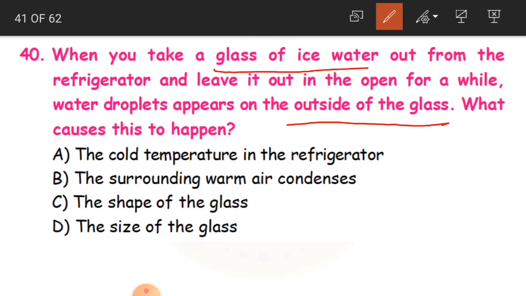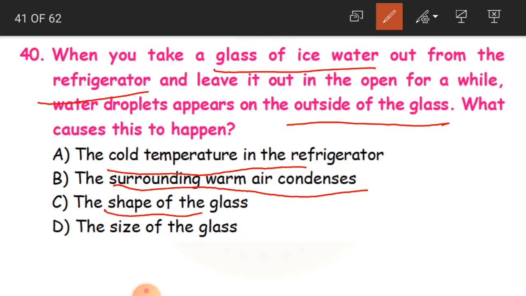Outside the glass. So what happens? What is going to cause this? What is making this happen? Whether the cold temperature in the refrigerator, or the surrounding warm air condenses, or the shape of the glass, or the size of the glass. Okay children, so what happens?